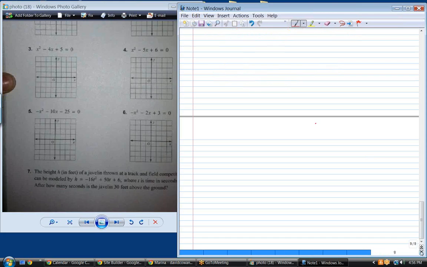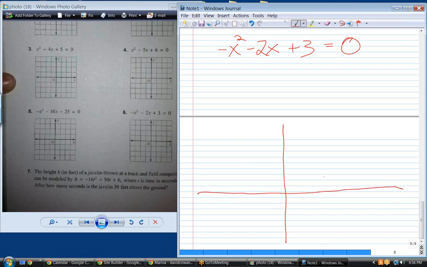So on 6, let's try doing that only. Let's try finding the vertex and see how far we get before we feel a need to factor. So, the vertex's x coordinate.